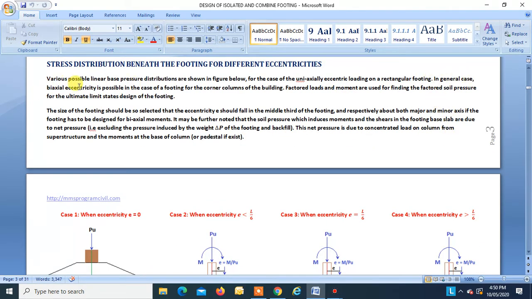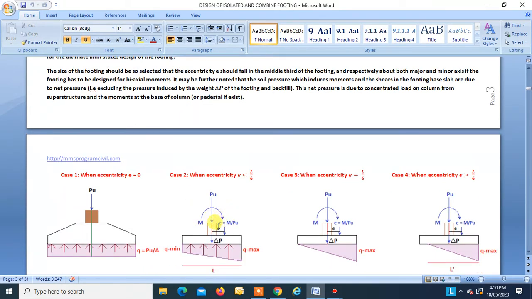In the general case, biaxial eccentricity is possible in the case of footings for corner columns of the building. Factored loads and moments are used for finding the factored soil pressure for the ultimate limit state design of footing. The size of the footing should be so selected that the eccentricity e should fall in the middle third of the footing, about both major and minor axes, if the footing has to be designed for biaxial moment. So this is your e. Then this e should fall in the middle third of this footing, that is L by 6 on this side, L by 6 on this side.